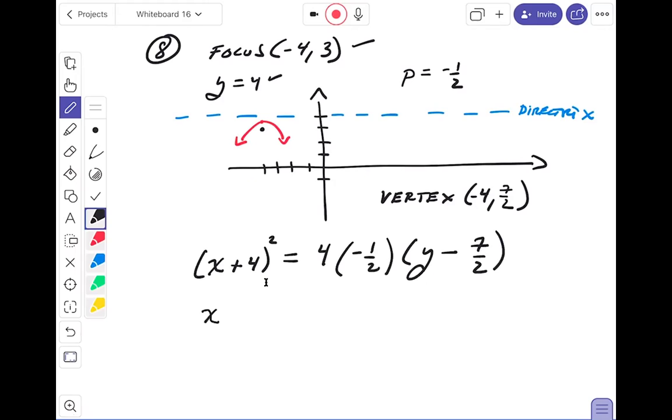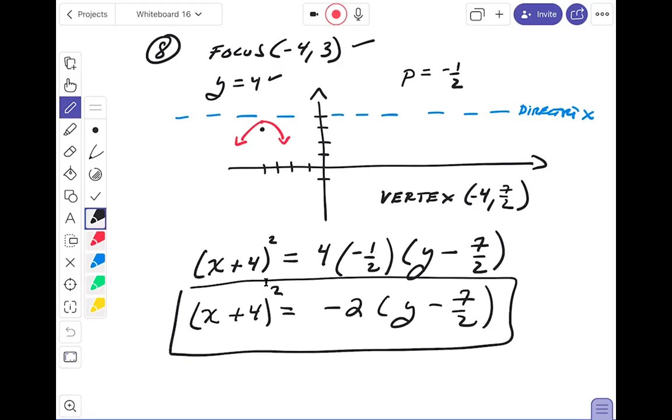Let me clean this up a tiny little bit before I box it. This would be minus 2, y minus 7 halves. Kind of like that form. My suspicion is they might multiply it out. Let me go through that with you, and we'll look at the key later.